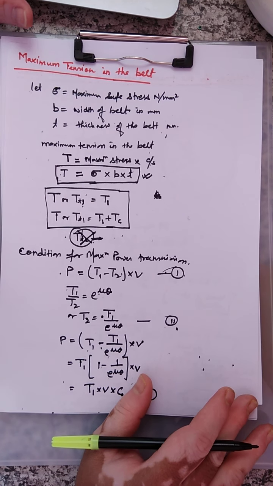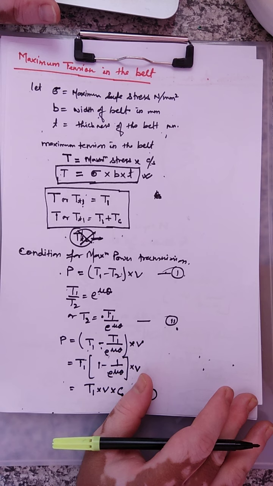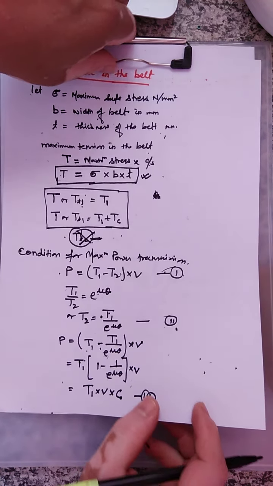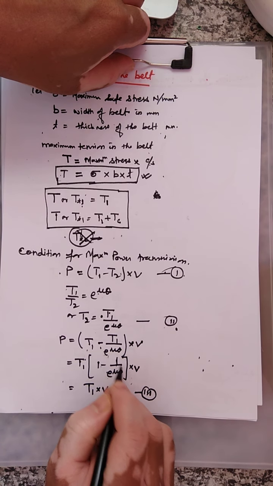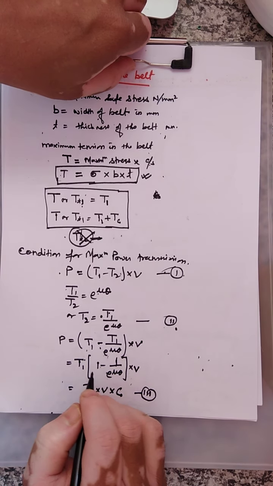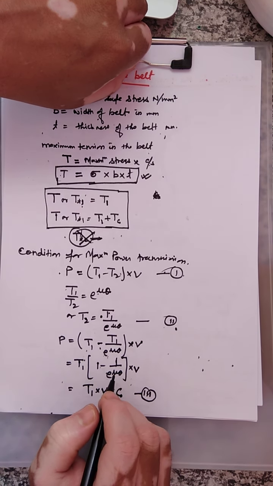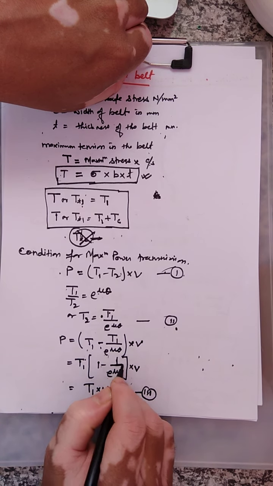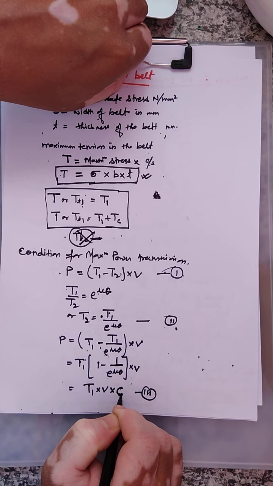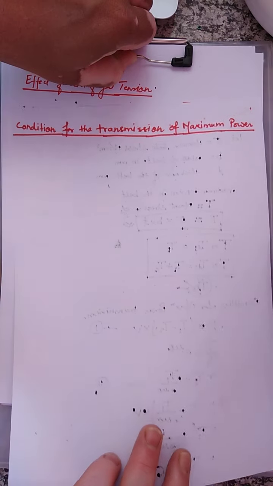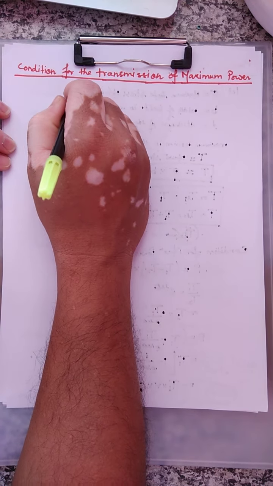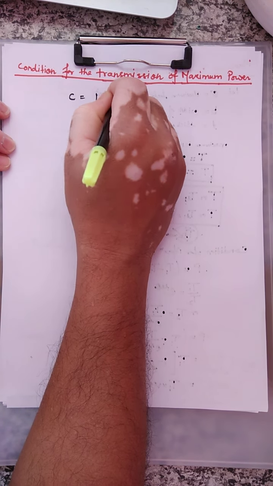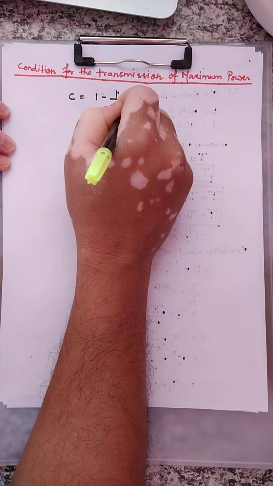Okay, now when we further solve, what is C? See this value, 1 minus 1 by e to the power mu theta, will always be constant, so we calculate it as C. That means C will always be 1 minus 1 by e to the power mu theta.